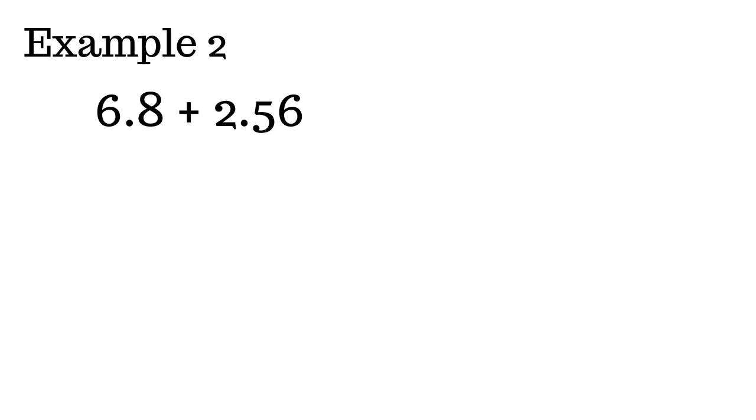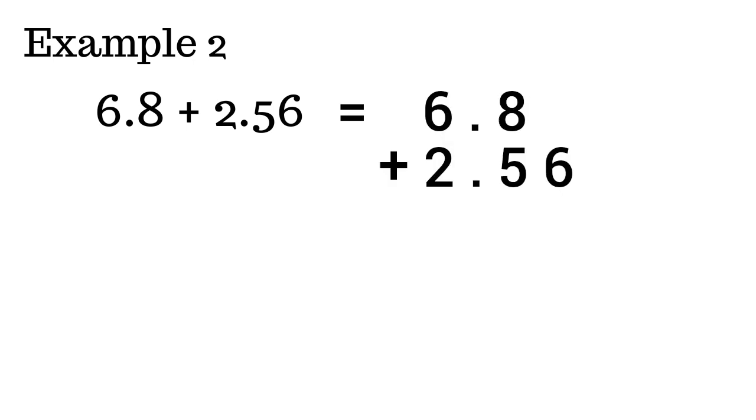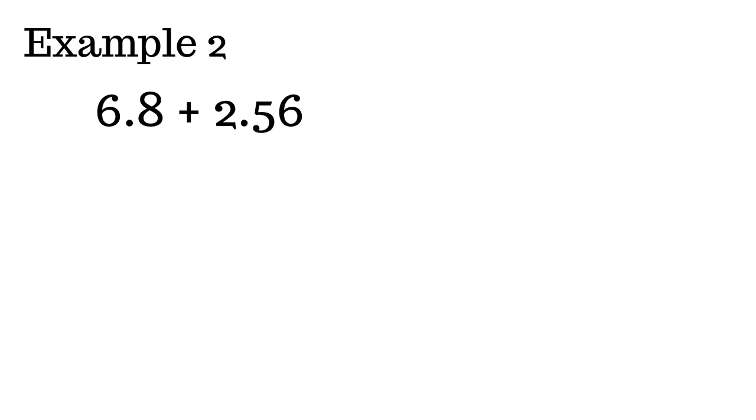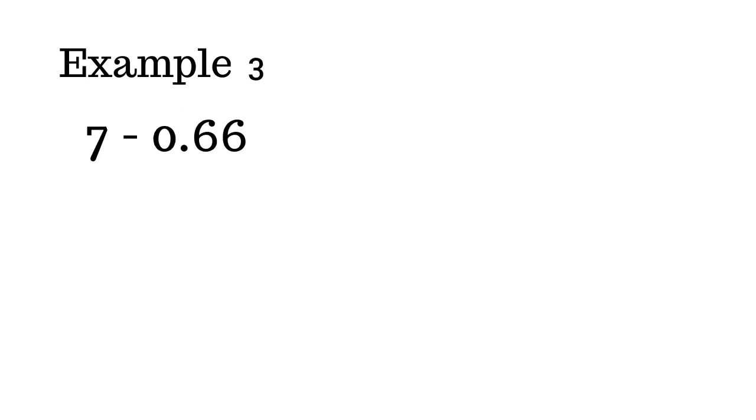Example 2. 6.8 plus 2.56. We arrange both of these numbers, placing the points directly on each other. We place 0 in the empty spot and add. 0 plus 6 is 6. 8 plus 5 is 13. We write 3 and carry 1. 6 plus 2 is 8, plus 1, 9. So our answer is 9.36.